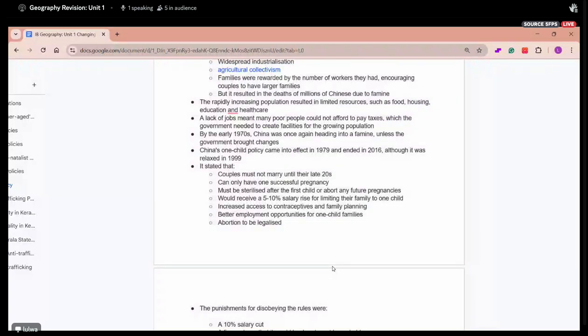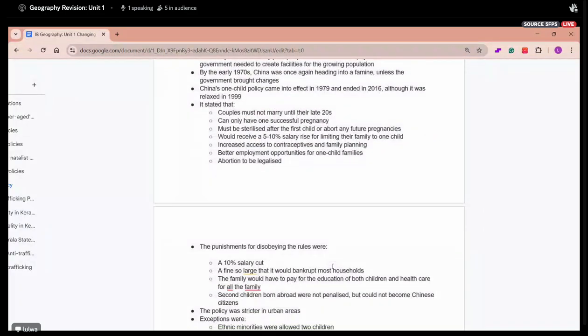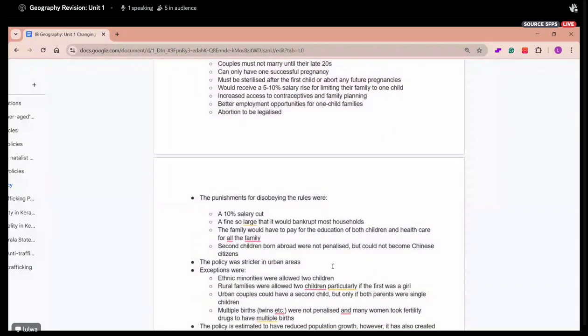They would receive a 5 to 10% salary rise for limiting their family to one child, increased access to contraceptives, better employment opportunities, and abortion is legalized. The punishments, though, 10% salary cut, a fine so large that it would bankrupt most households. The family would have to pay for the education. Second children born abroad were not penalized but could not become Chinese citizens.